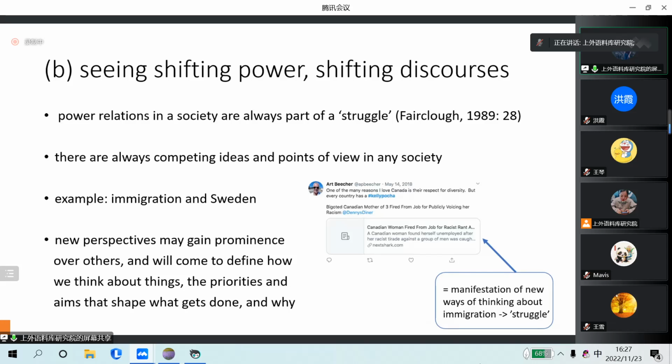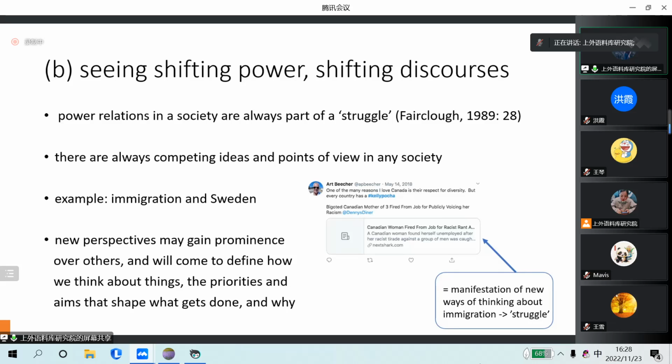Anyway, the point is that through social media, we can see how this struggle is taking place because different people come at certain topics with different discourses. And we see new perspectives gain prominence over others. And they will then come to define how we think about things, the priorities and the aims that shape what gets done and why.